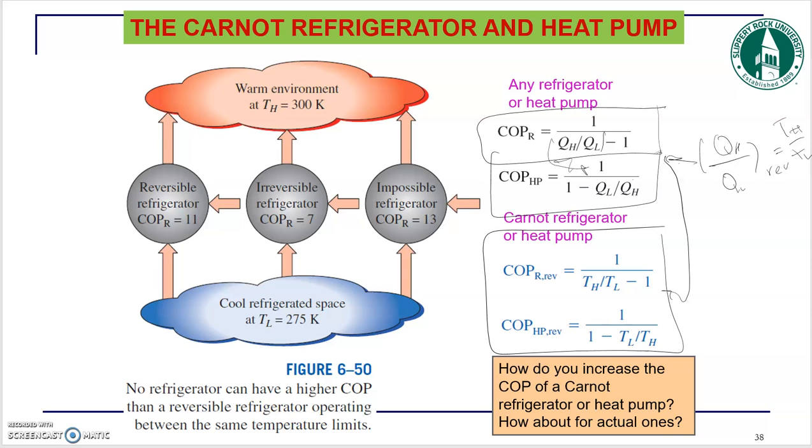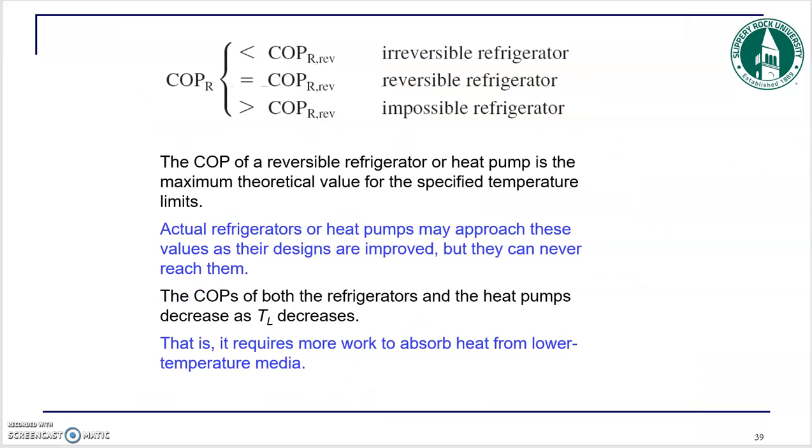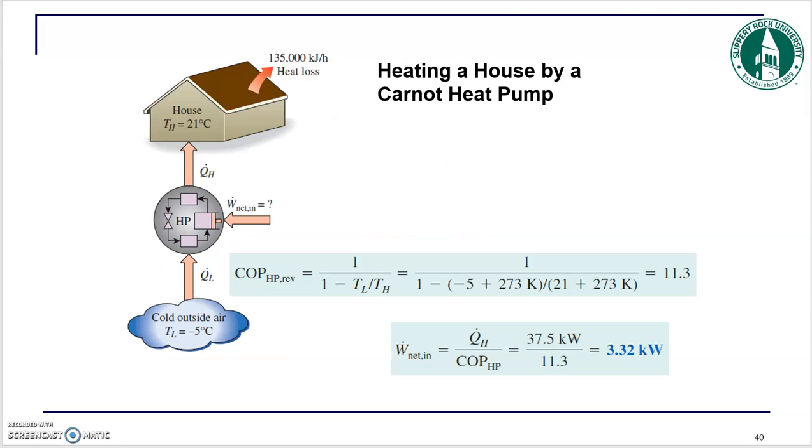Now again, you have the same conclusions: if you have two reversible refrigerators or heat pumps operating between the same temperatures, then they have the same coefficient of performance. The coefficient of performance of an irreversible refrigerator is less than a reversible one, and an impossible refrigerator is a refrigerator that has a coefficient of performance higher than the reversible refrigerator. And this is also written in this slide, and we can do a quick example on that.